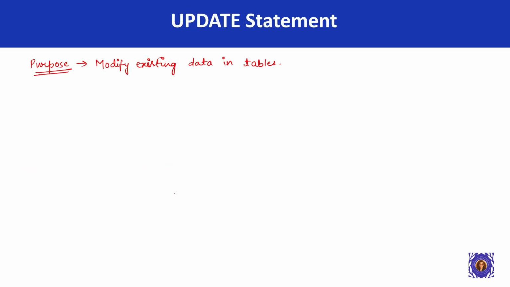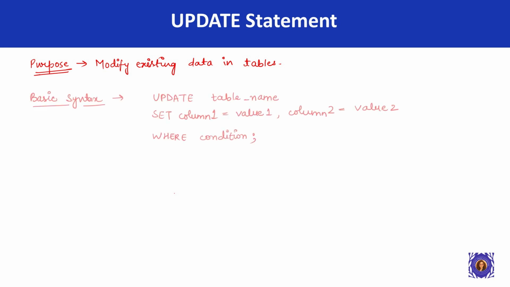The update statement in SQL is used to modify existing data within your database tables. Its core purpose is to change values in one or more columns for rows that meet a specified condition. The basic syntax begins with the update keyword followed by the table_name you wish to modify. Then, the set clause specifies which column to update and its new value. You can update multiple columns by separating them with commas.